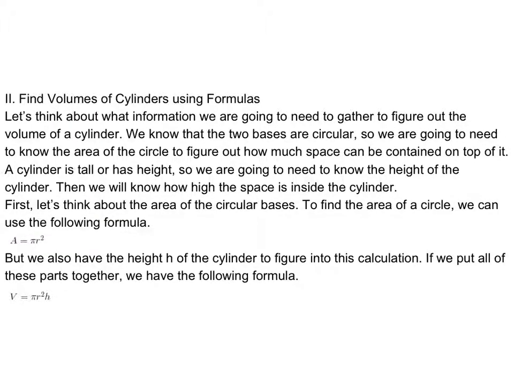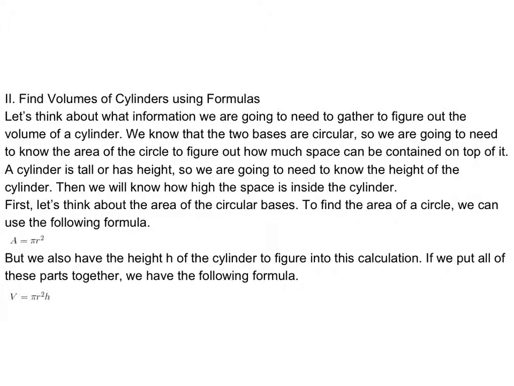So let's think about what information we're going to need to gather to figure out the volume of a cylinder. We know that the two bases are circular, so we're going to need to know the area of a circle to figure out how much space can be contained on top of it. The cylinder is tall or has a height, so we're going to need to know the height of the cylinder. Then we will need to know how high the space is inside the cylinder. First, let's think about the area of the circular bases.